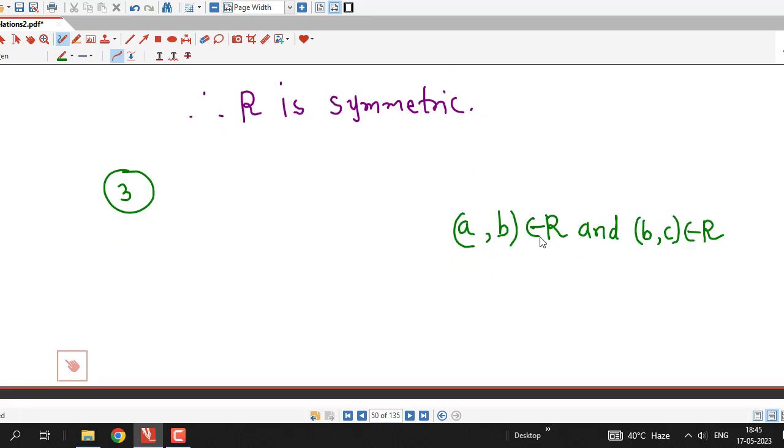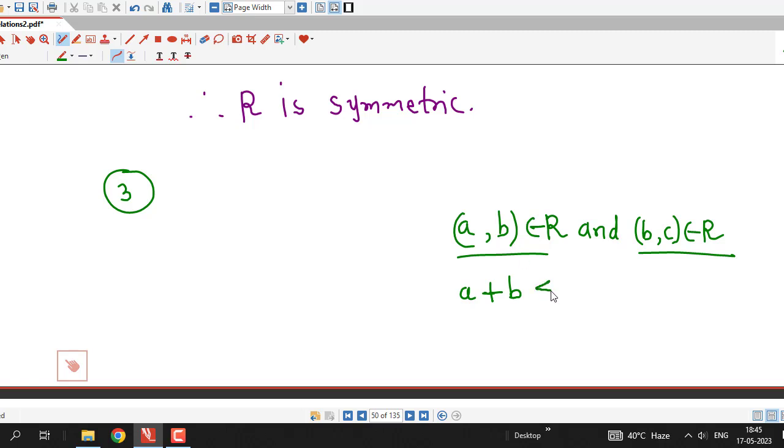If (a, b) belongs to R and (b, c) belongs to R, then we should prove that (a, c) belongs to R for the relation to be transitive. So suppose this is satisfied, that we have obtained two ordered pairs for which (a, b) belongs to R and (b, c) belongs to R. Then first we try to prove whether (a, c) belongs to R or not.